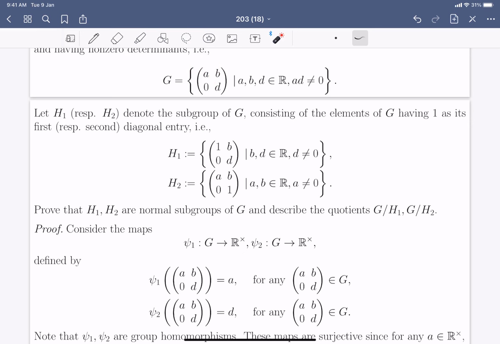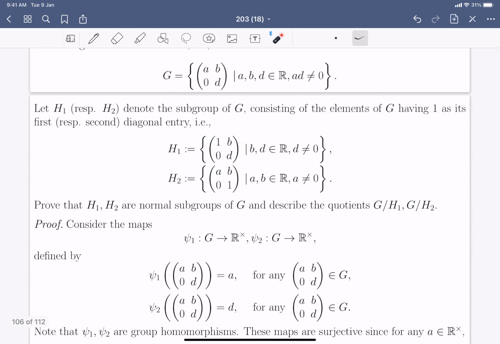See, H1 can, very roughly speaking, be obtained from G by setting this element equal to 1. So if you send this matrix to the element A, to this first diagonal entry, then to understand its kernel, you want this little A to be equal to 1, provided you are sending it to a multiplicative group. Then 1 will be the identity element of that multiplicative group, and if you set A equal to 1, you'll end up obtaining H1. Anyway, this was a nice discussion.